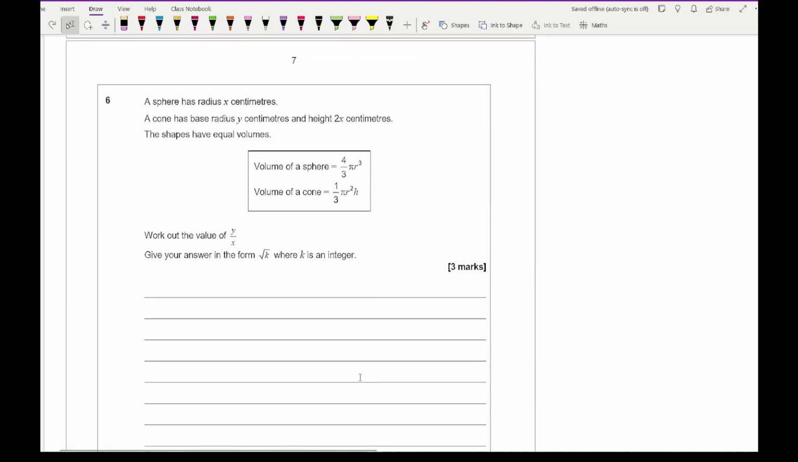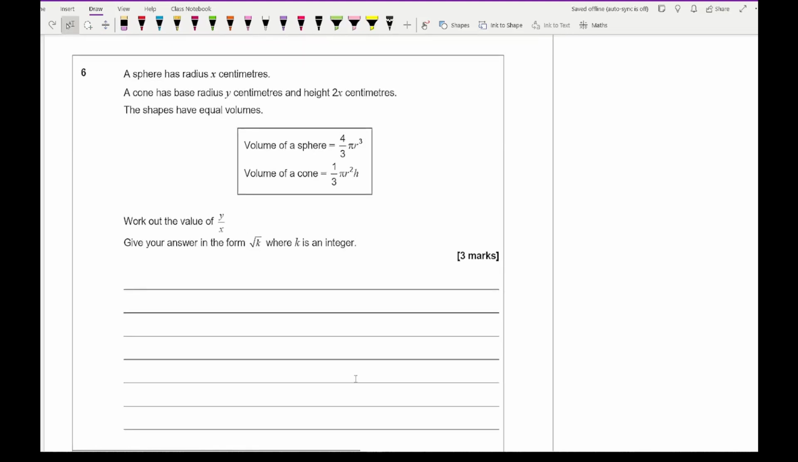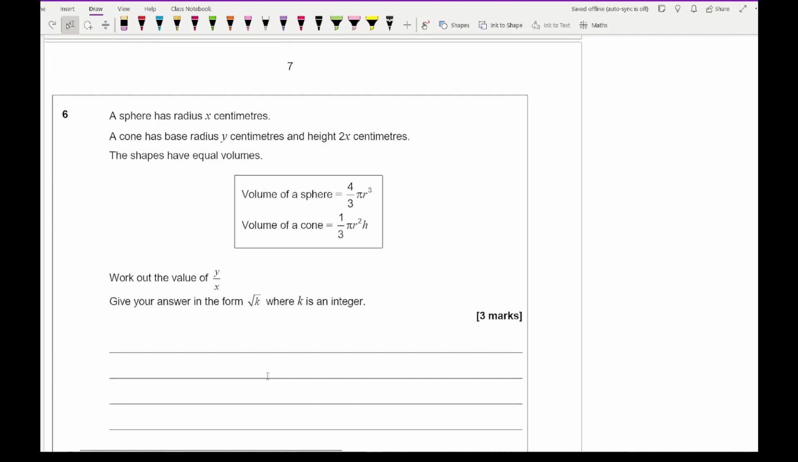Then moving on to question 6, it says that the sphere has a radius of x centimetres, a cone has a base of y centimetres and a height of 2x centimetres. The shapes have equal volume. Work out the value of y over x. Give your answer in the form of root k, where k is an integer, and it's worth 3 marks.